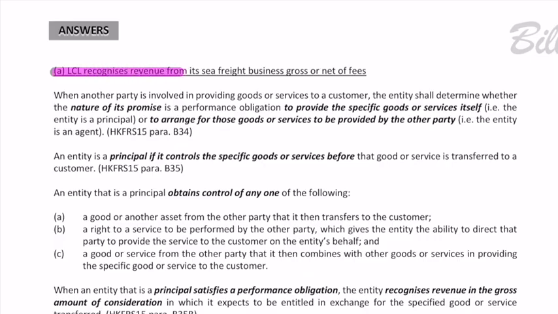LCL recognizes revenue, whether as gross or net of the fee. You have to list down the issue and list down the requirement. When another party is involved in providing goods and services to a customer, the entity should determine whether the nature of the promise is a performance obligation to provide the specific goods and services itself, as principal, or to arrange for the goods and services to be provided by others. That means it's an agent.